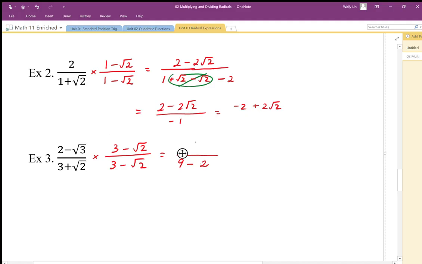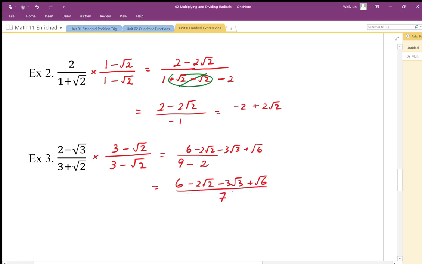And then I can multiply at the top. I have to remember to use FOIL. So first, it's going to be 6 outside, minus 2 root 2, minus 3 root 3. Negative times negative is positive. Root 3 times root 2 is root 6. There are no like terms here, there are no radicals to simplify, so I just leave the numerator. There are 4 terms in the numerator, and my denominator now becomes a rational number of 7.